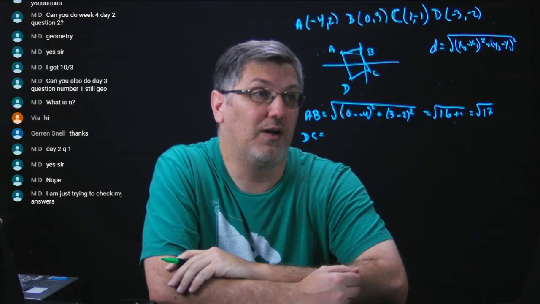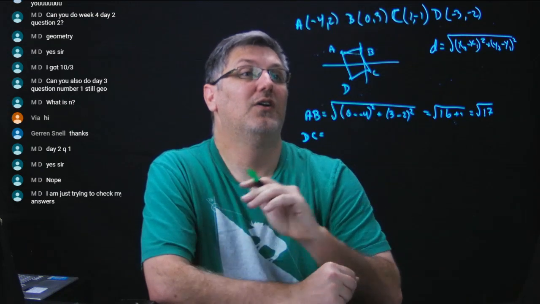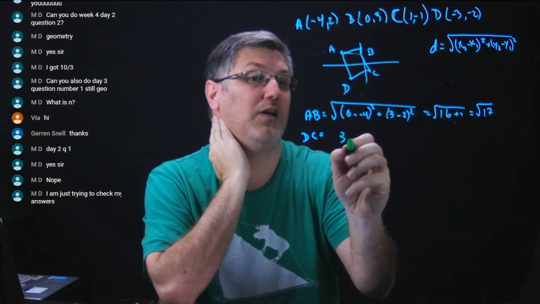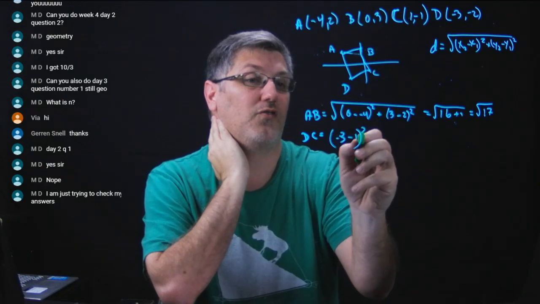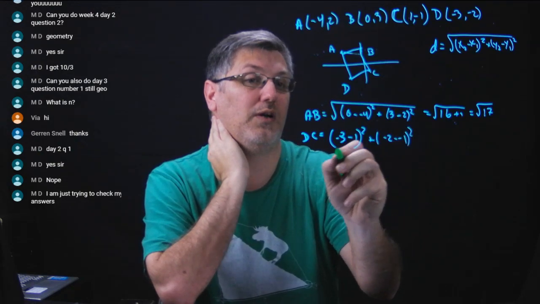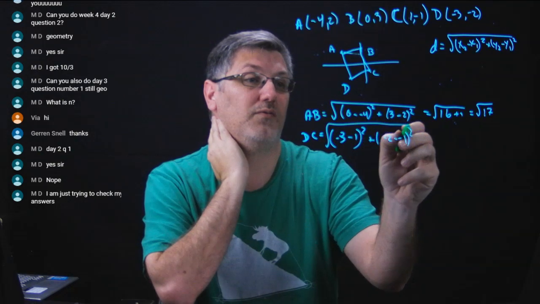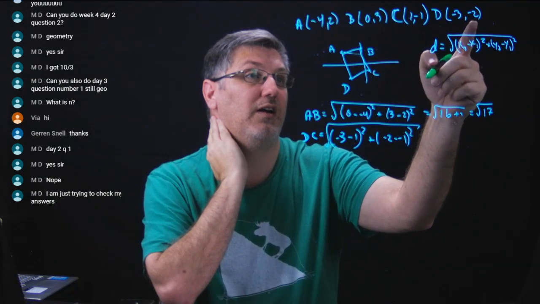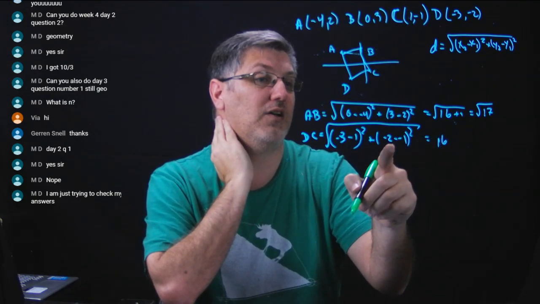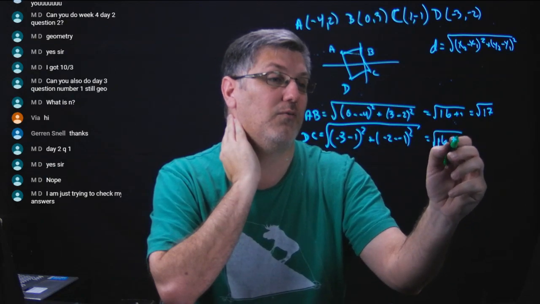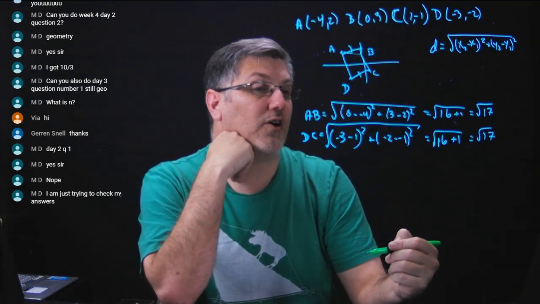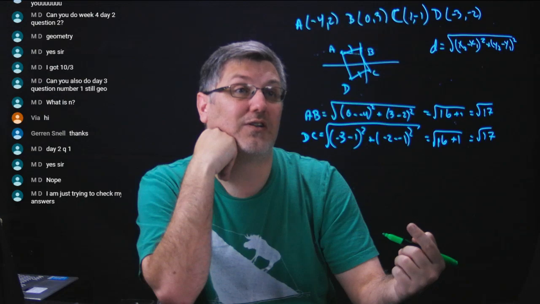This will prove it's a parallelogram, because if it's not a parallelogram, it can't be either of them. So DC, here we go. We're going to do -3 minus 1 squared plus -2 minus -1 squared. This gives me 4 squared, which is 16, and -1 squared, which is 1. Take the square root of it and we get the square root of 17. So now we know that AB and DC are congruent. This actually makes it a parallelogram.